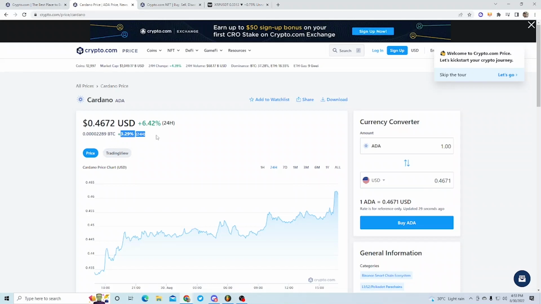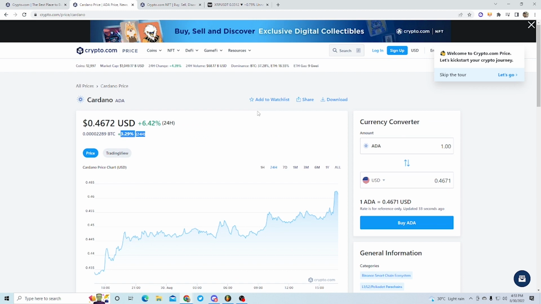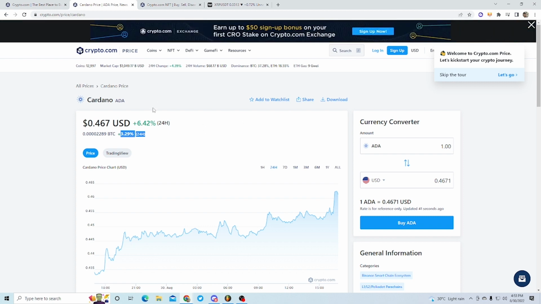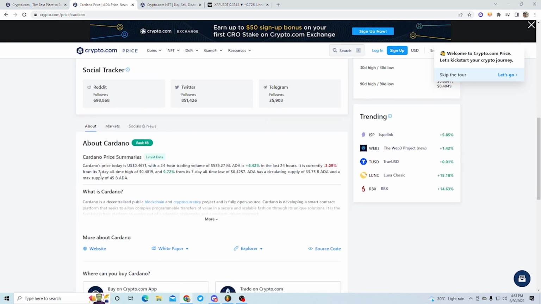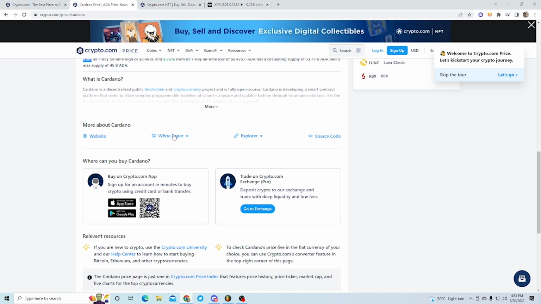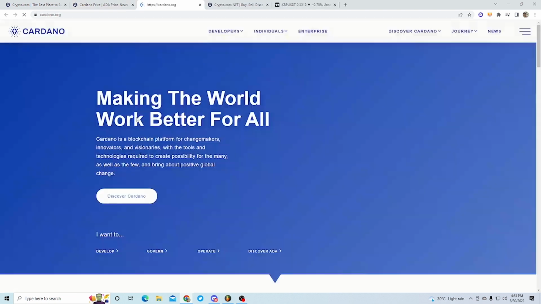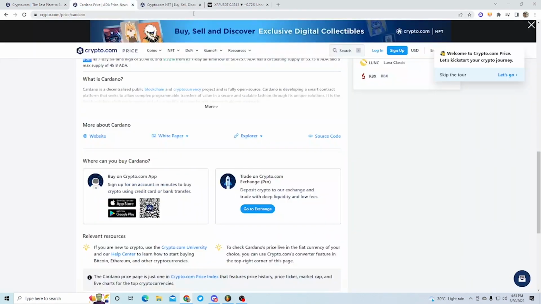24 hours, right? So that's why we are seeing pumps on the altcoins too. That's what happens, guys. And if you want to know more about these projects, more about these coins, you can research them, go to their white papers, go to their about page, the builders, like who built it. There you can read about what Cardano is, their white paper, their website. You can visit all of these too if you want to deeply research any coin.